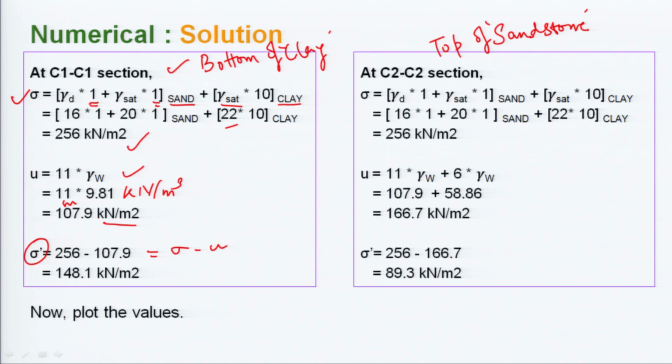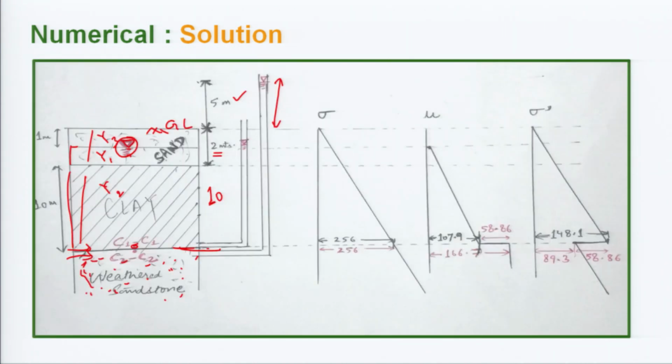But when we talk about the C2 section, that is at the top of the sandstone layer, what happens there? The total stress will be the same because it is just below. See here, it is just below this C2 section. So, the entire soil mass is the same, there is no such difference when we are talking about the total stress value.